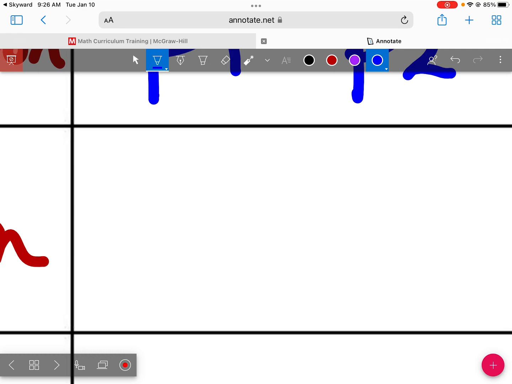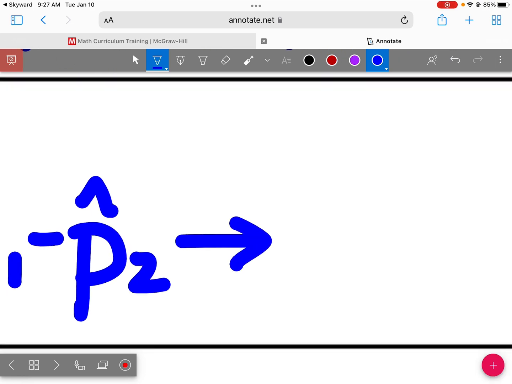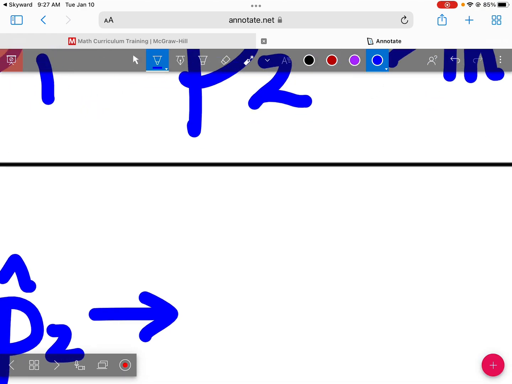So what would my statistic be? P hat 1 minus P hat 2. How would my interpretation of that change? Is that still the true difference in proportions? What is that then? Sample difference in proportions.